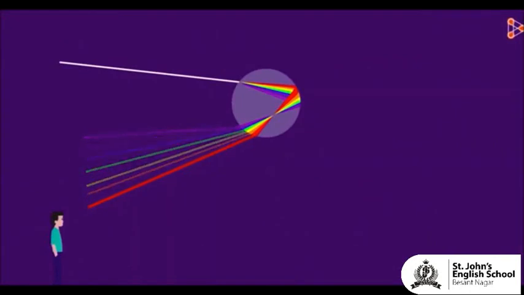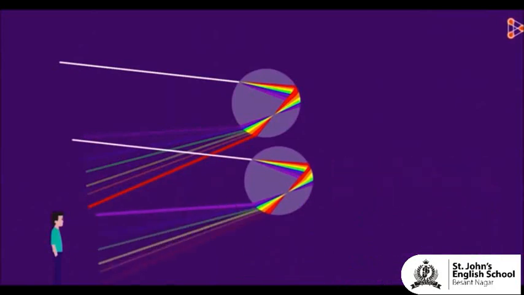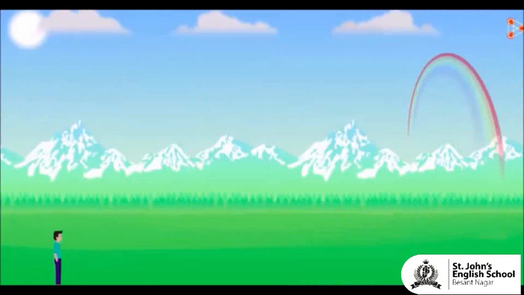Rainbow is an example of dispersion of light. Water droplet in the violet region means the violet is formed first. Suppose 2 times total internal reflection occurs, it means a secondary rainbow is formed.